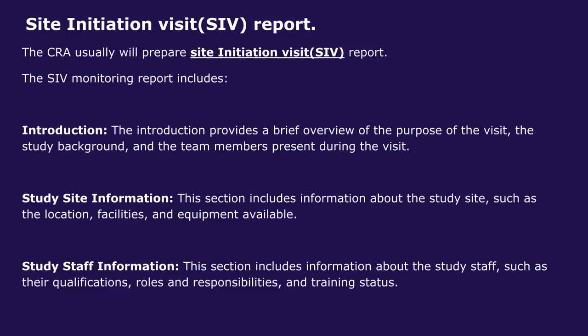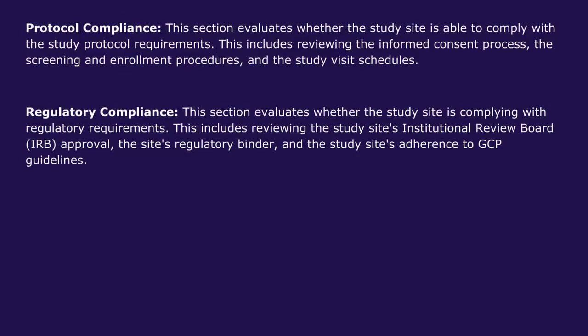The SIV monitoring report includes Introduction. The introduction provides a brief overview of the purpose of the visit, the study background, and the team members present during the visit. Study site information. This section includes information about the study site, such as the location, facilities, and equipment available. Study staff information. This section includes information about the study staff, such as their qualifications, roles and responsibilities, and training status. Protocol compliance. This section evaluates whether the study site is able to comply with the study protocol requirements. This includes reviewing the informed consent process, the screening and enrollment procedures, and the study visit schedules.